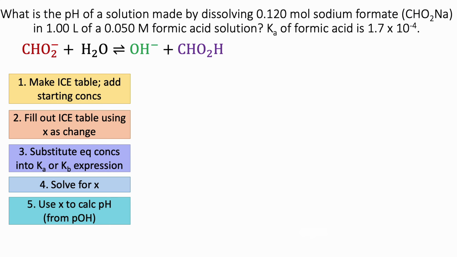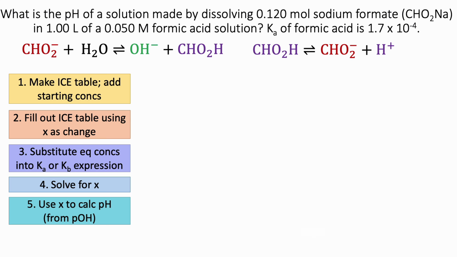Okay, so if you look at this problem, it's very similar to the problem we had before, in which we're dissolving 0.120 moles of sodium formate in 1 liter, but instead of dissolving it in water, we're dissolving it in a 0.050 molar formic acid solution. So we're going to have two different equilibria going on here. We have the formate from the sodium formate reacting with water to form hydroxide and formic acid, but we also have formic acid dissociating to form formate and H+, and so these are obviously related equilibria.